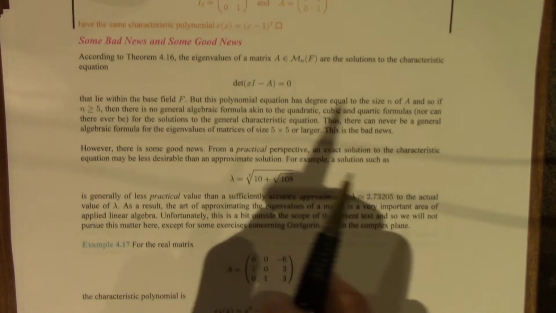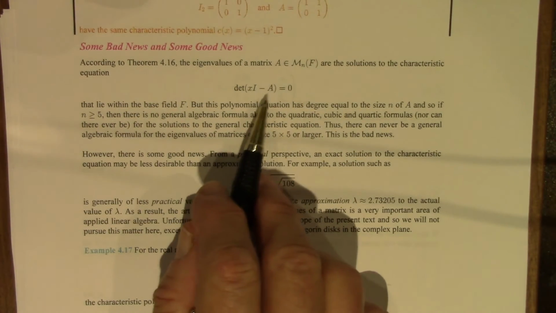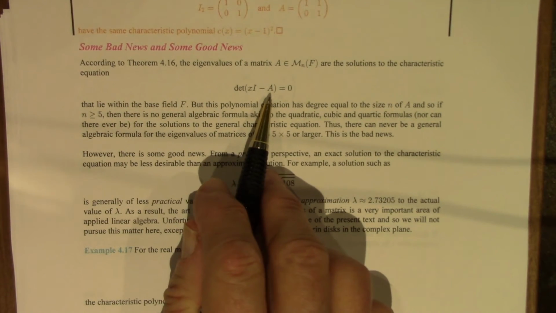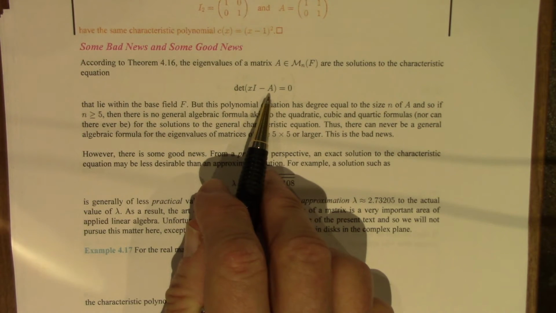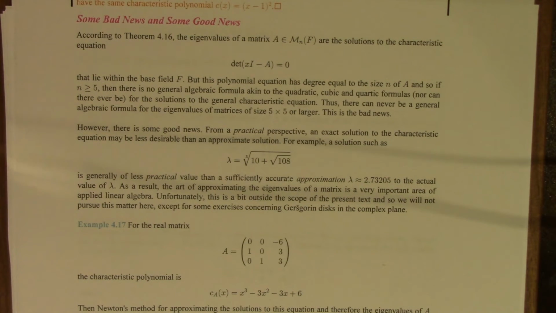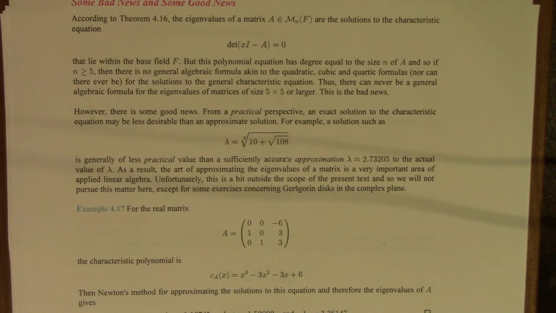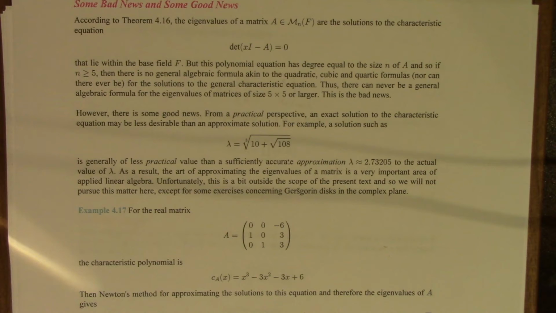So, in short, the bad news is that in general, we cannot solve the characteristic equation to get the eigenvalues of a matrix. We can do so for quadratic, for 2 by 2 matrices, even the cubic and quartic formulas are kind of a disaster. They're very complicated, and one doesn't use them very often. I've never had occasion to use one.